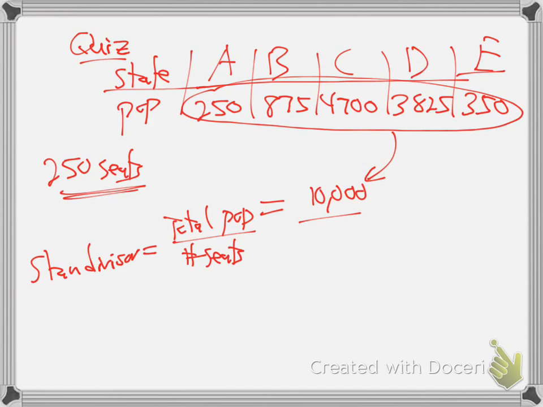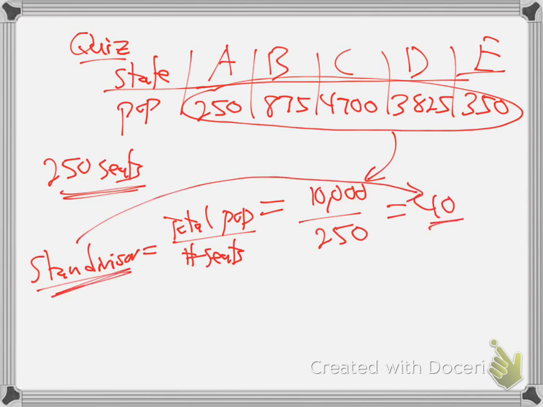So you add them all up, total population is 10,000. The number of seats is 250, they told us that. So if you divide 10,000 by 250, you get 40. What is that? That's the standard divisor. Standard divisor then is 40. And that's the thing you divide by. That's why it's called standard divisor, right? So you divide by 40.